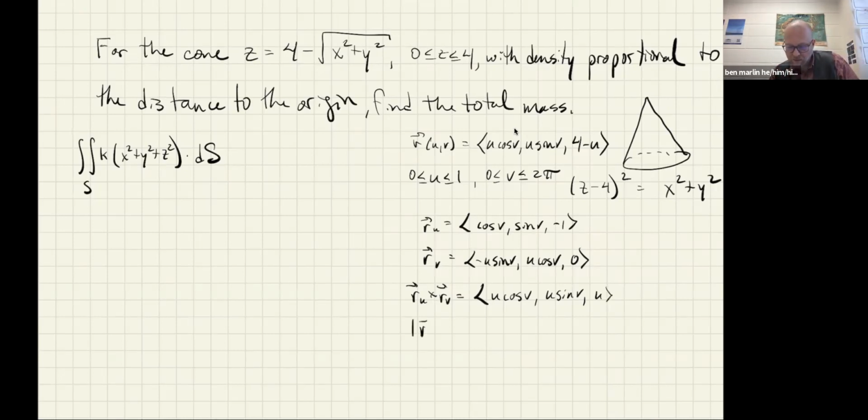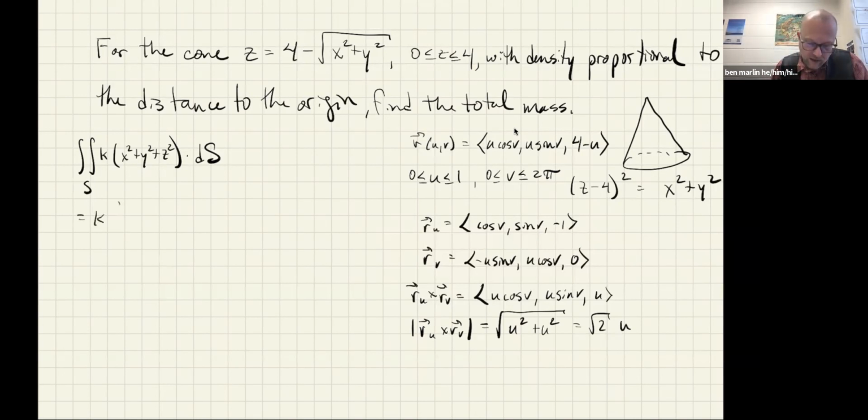So when we take the magnitude of r_u cross r_v, we're just squaring everything and adding them up, we should end up with a square root of u squared cosine squared plus u squared sine squared, and then another u squared here. So we get an extraneous square root of 2 hanging on, and a u. All right. Let's see how bad this one turns into.